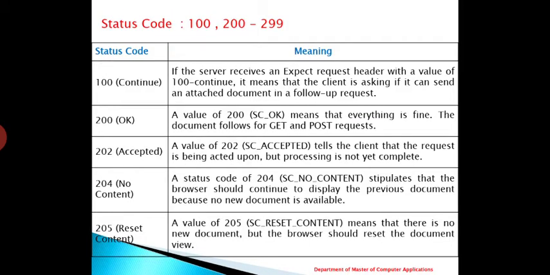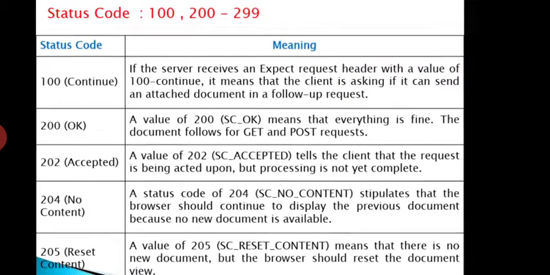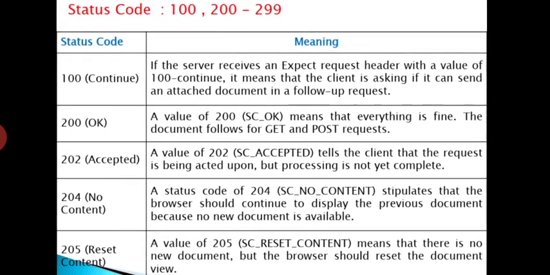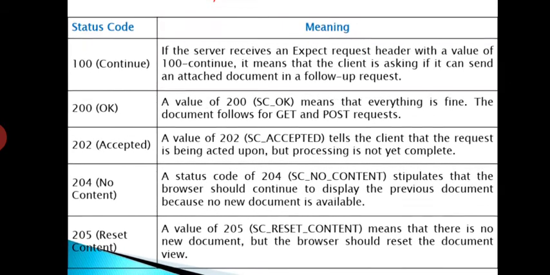First, we'll see 100. The 100 is Continue. If the server receives an Accept request header with the value of 100 Continue, it means the client is asking the server to send the attached document as a follow-up step. That is the information you're sending here.